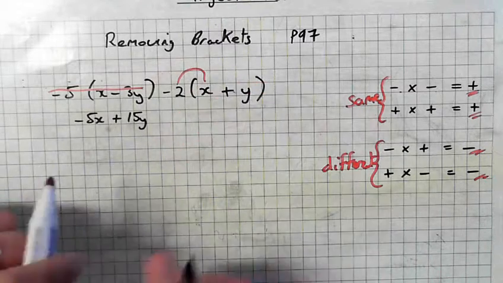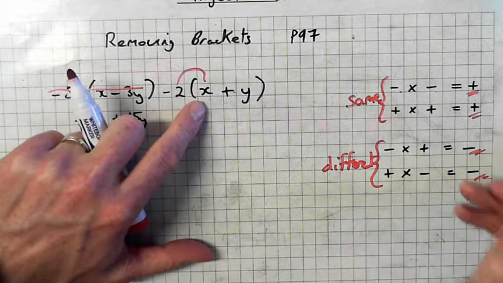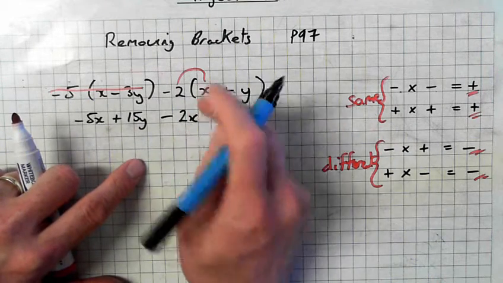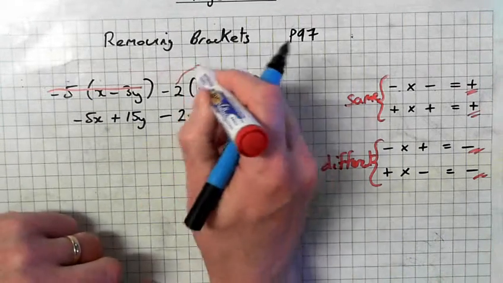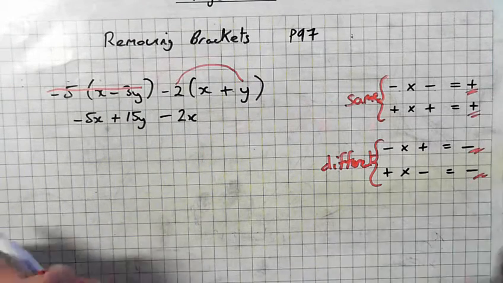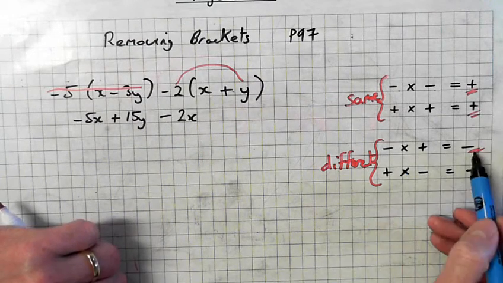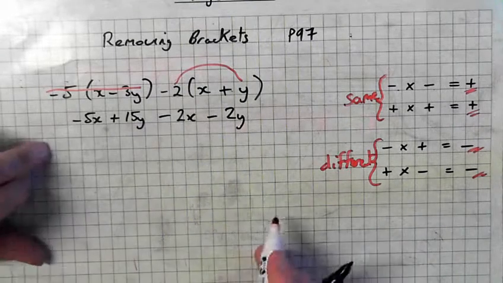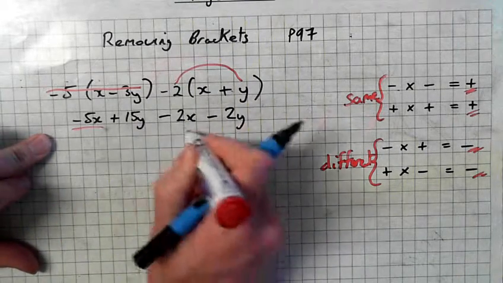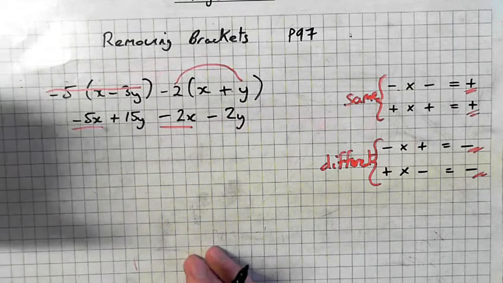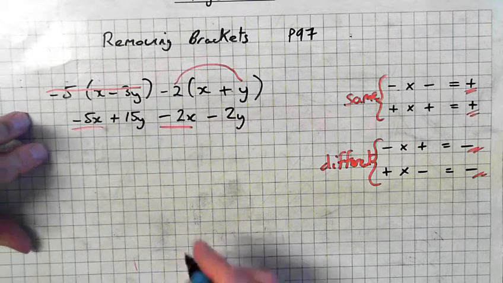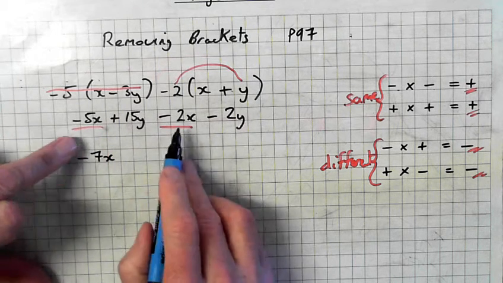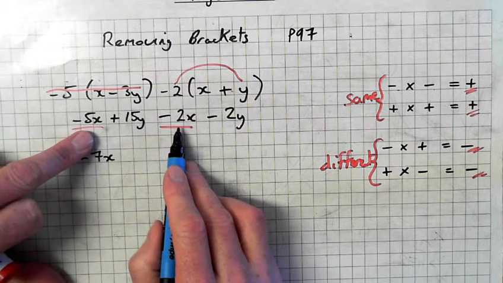Minus 2 times x. Signs minus times a plus. x2, minus. Now minus 2 times 2y plus y. Minus times a plus is a minus. Alright, so now we highlight the x's. Minus 5x minus 2x, minus 7x.